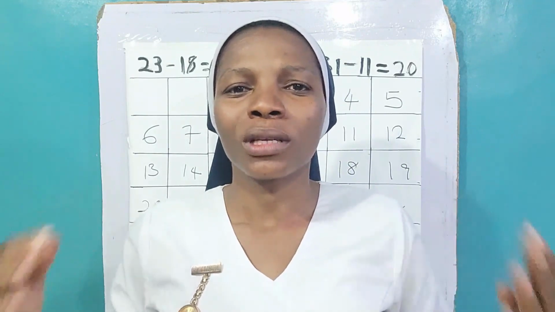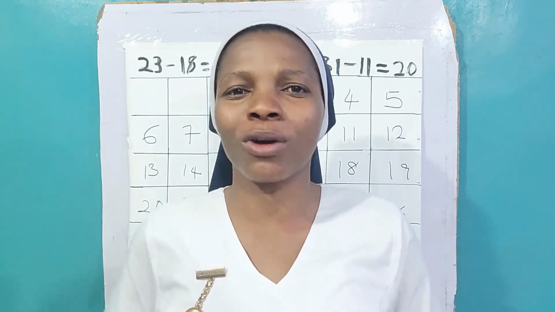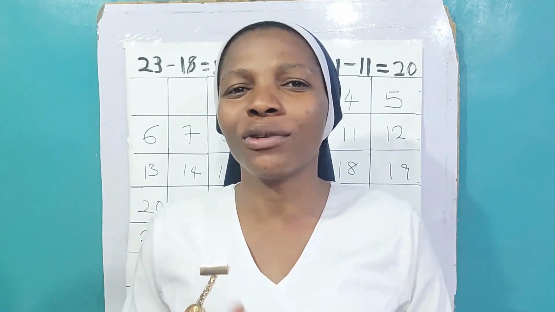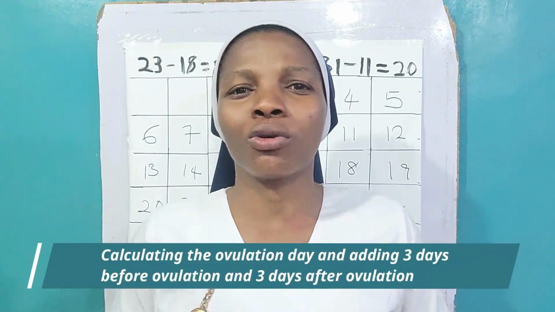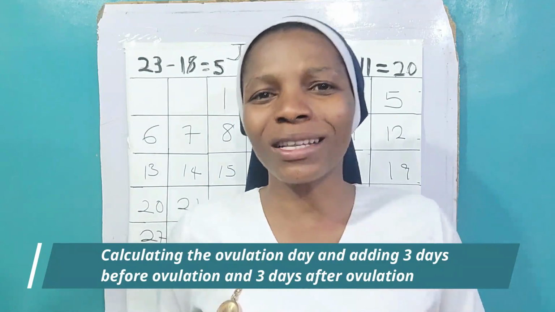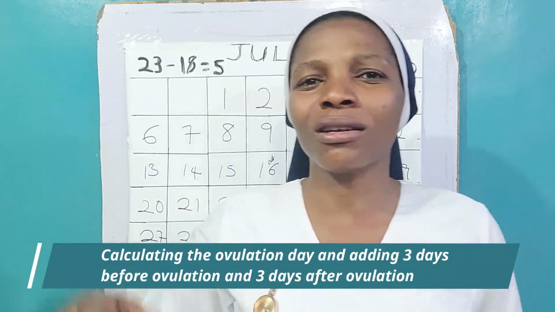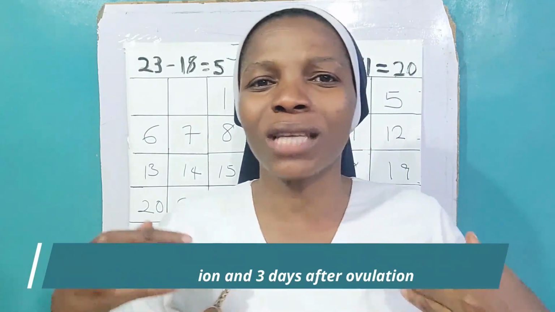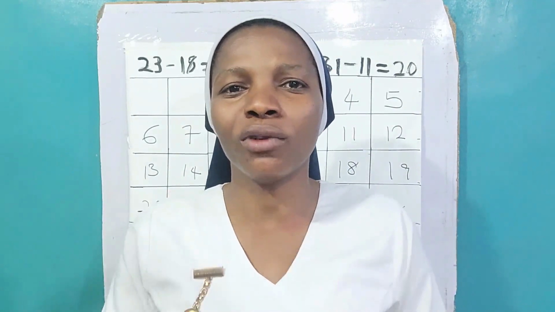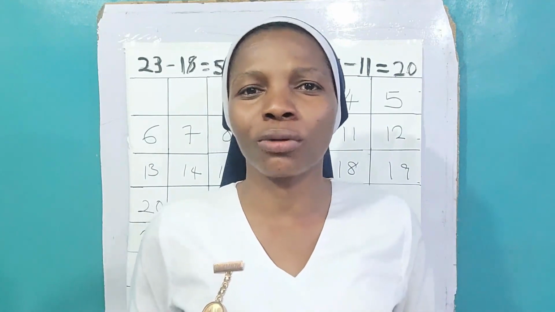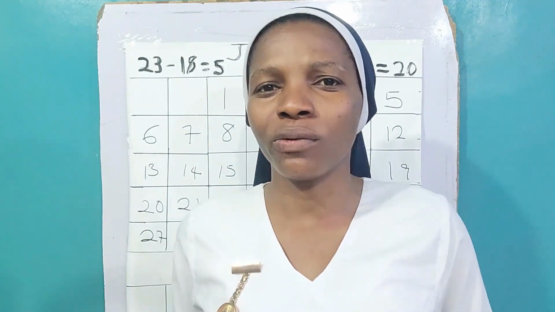So in calculating the fertile days, we have 3 methods we are going to be watching out for in this video. The first method is the normal calculation, which I've mentioned. You estimate your ovulation day, you add 3 days before the day and 3 days after the day. So in using this type of calculation, you're going to have 7 days in a row. The day of the ovulation, 3 days before the ovulation, and 3 days after the ovulation.